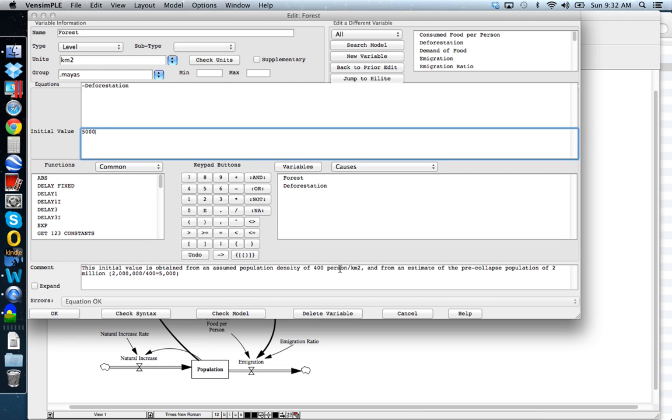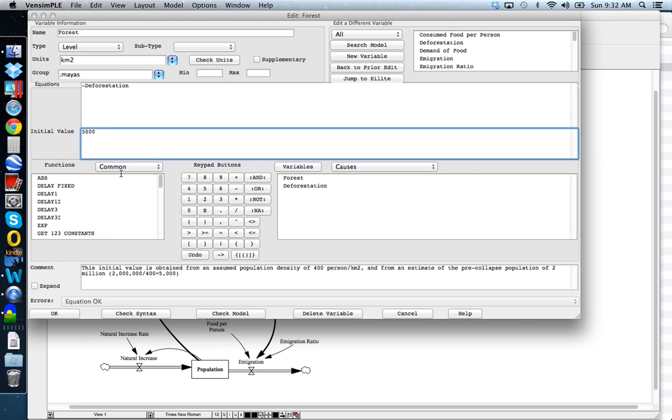people per square kilometer. At the time of the demise, if you take the 2 million people and divide by the area in which they were at, it'll give you about that density. So if you divide the 2 million people by a density of about 400 per square kilometer, that will give you about 5,000 square kilometers of forests that were available at the time, or at least originally.